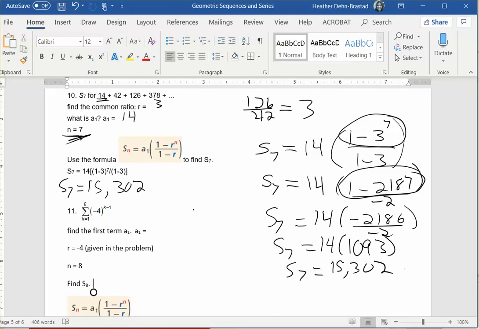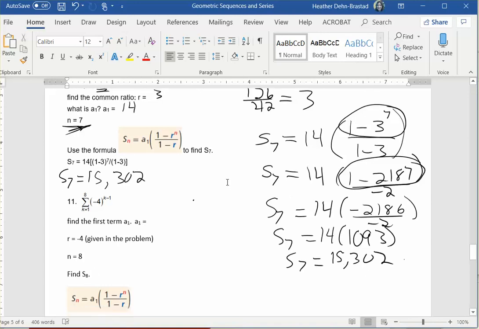And it wouldn't make sense, this is an increasing series sequence. They're getting bigger and bigger, so it wouldn't make sense if your answer came out to be a negative number, would it? So watch that.